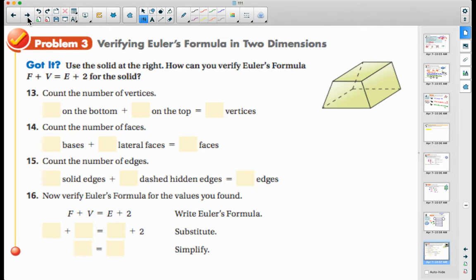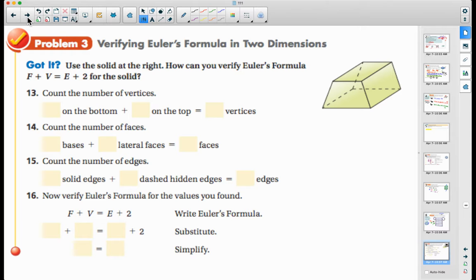Okay? All right. Go ahead and pause the video and verify Euler's formula. And now we're back to 3 dimensions, since we have a polyhedron this time instead of a net. All right? Go for it. Pause it. Okay, let's take a look. Solid 2, right, how can you verify Euler's formula?